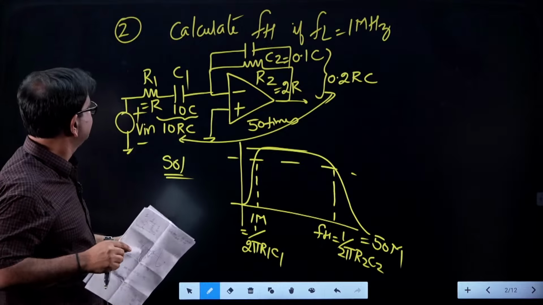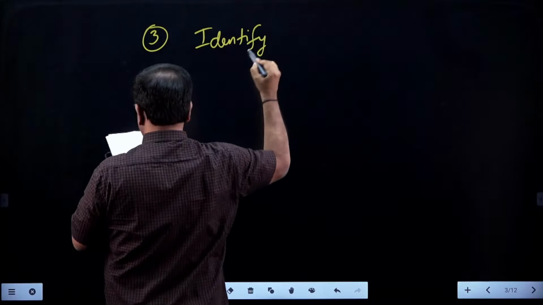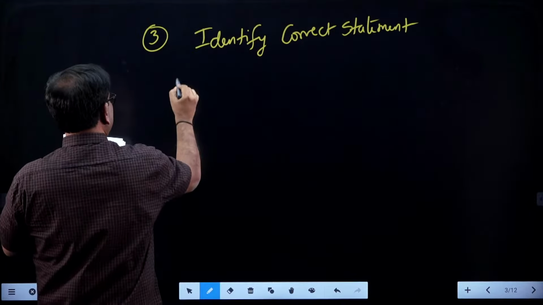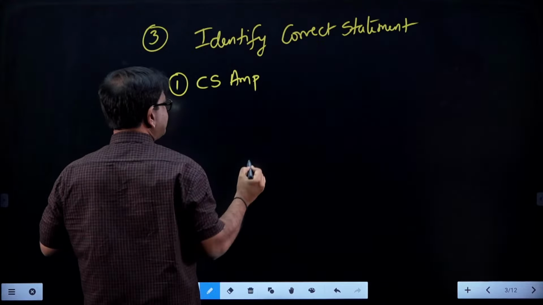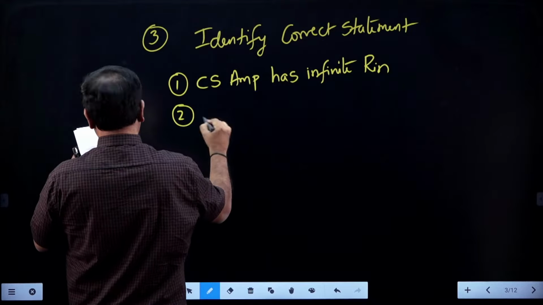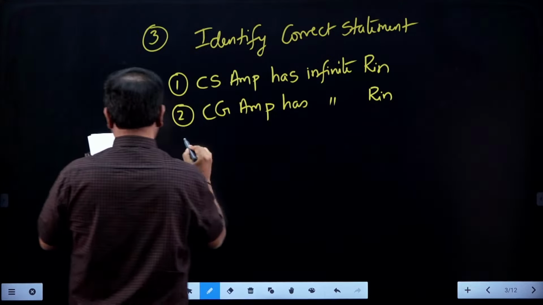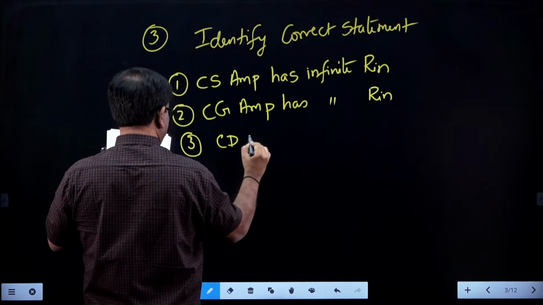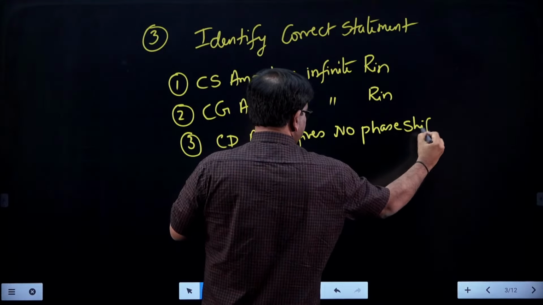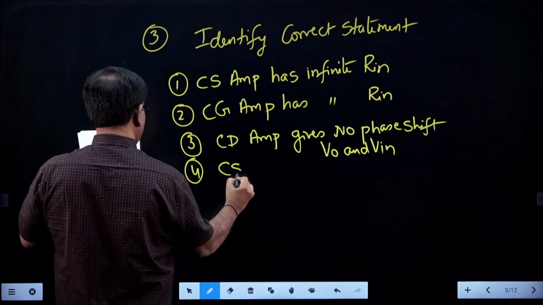The third one is: identify the correct statement. Common source amplifier has infinite input resistance. Common gate amplifier has infinite input resistance. Common drain amplifier gives no phase shift. When you say phase shift, it is between V0 and Vin. And common source amplifier gives phase shift.